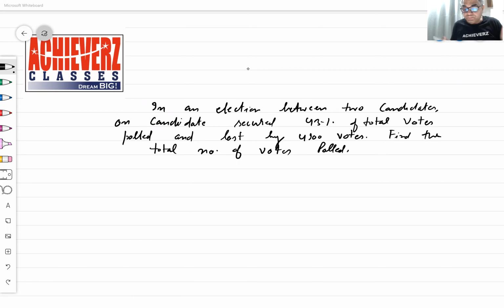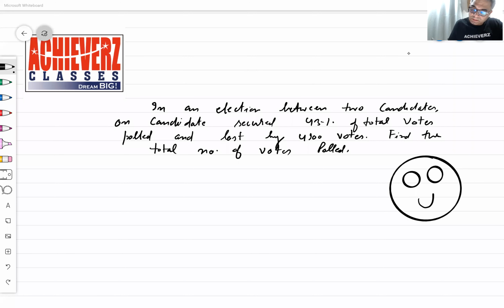In an election between two candidates, one candidate secured 43% of total votes polled and lost the election by 4,900 votes. Find the total number of votes polled. I hope the question is clear. Try this and then we will solve. This is for Sanya and Shreya. They have already solved it. Now, what about others?